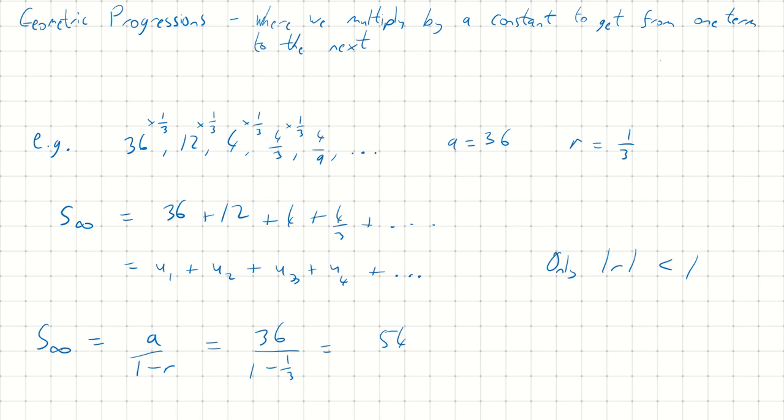And that makes sense. Remember when we did S_5, we got 53.7 recurring. So even after 5 terms, we're quite close to this sum to infinity. The more terms we add, the closer we'll get to this 54 sum to infinity.